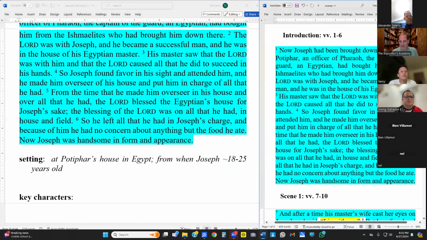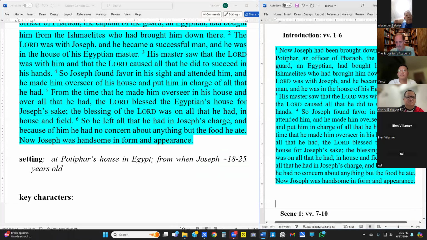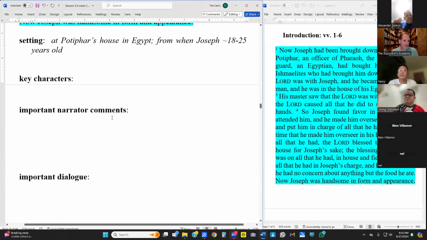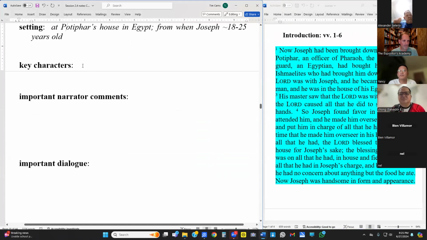So you can look over to the right of your screen. I've got the introduction there. All right. Anybody want to name the key characters mentioned here in these first 6 verses? Who are they?